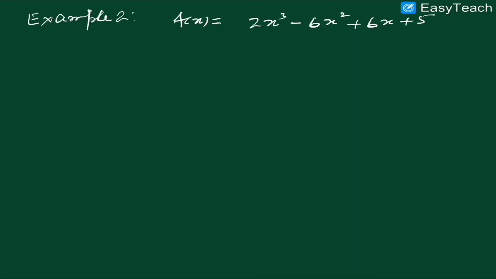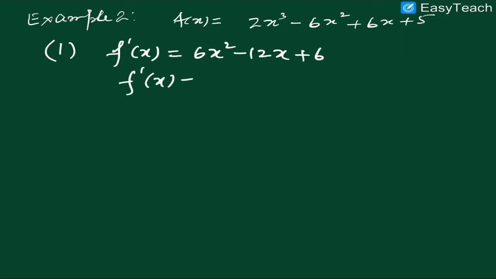Now see another example of the function 2x cube minus 6x square plus 6x plus 5. We have to find out the local maxima and the local minima. So similarly we start from step 1. We differentiate this function, f dash x is equal to 6x square minus 12x plus 6.